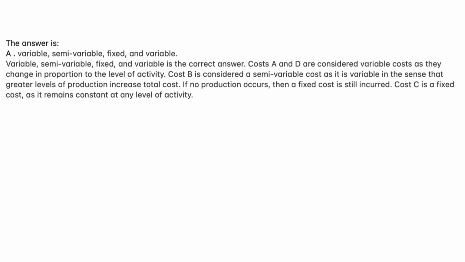Costs A and D are considered variable costs as they change in proportion to the level of activity. Cost B is considered a semi-variable cost as it is variable in the sense that greater levels of production increase total cost. If no production occurs, then a fixed cost is still incurred. Cost C is a fixed cost, as it remains constant at any level of activity.